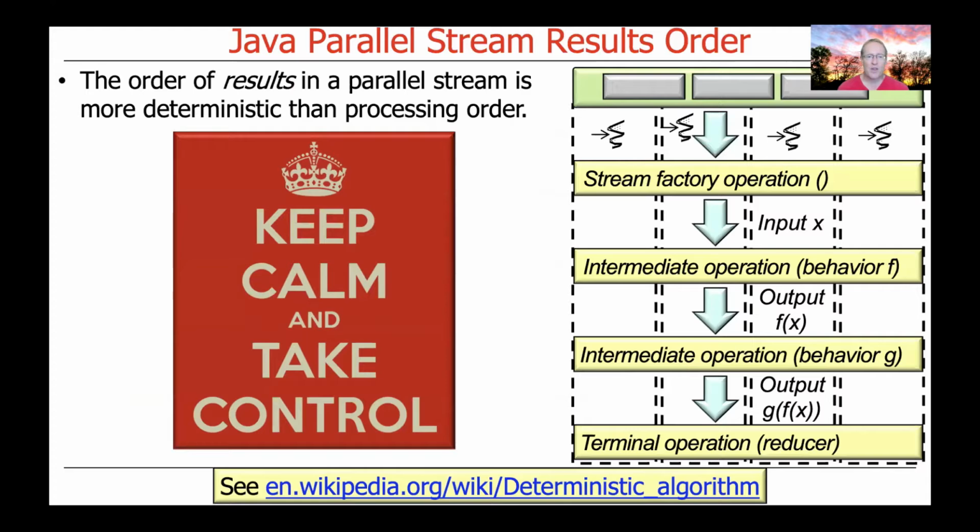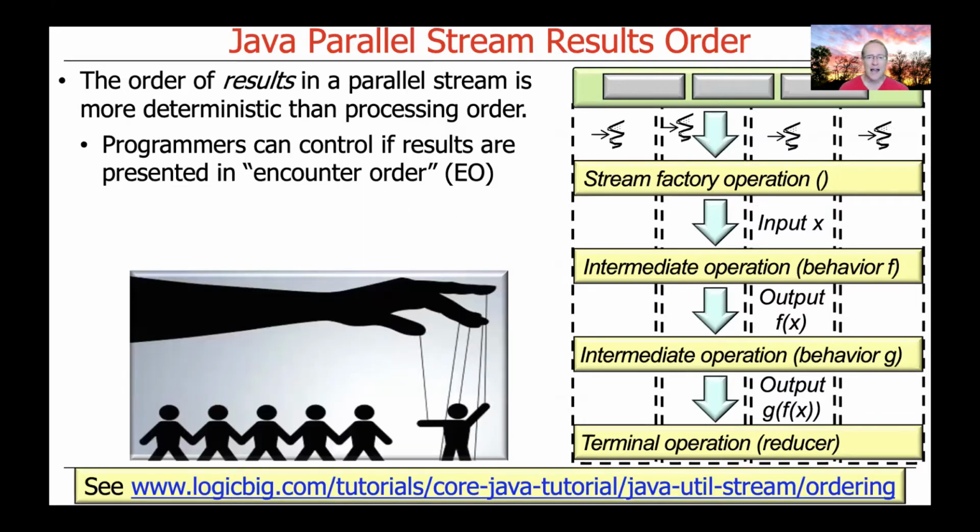As I mentioned before, the order of the results in a parallel stream can be much more deterministic than the order of processing, which is inherently non-deterministic. So you can take control over this. In particular, you can indicate through various means, as we'll see, whether or not the results that come back will be presented in so-called encounter order.